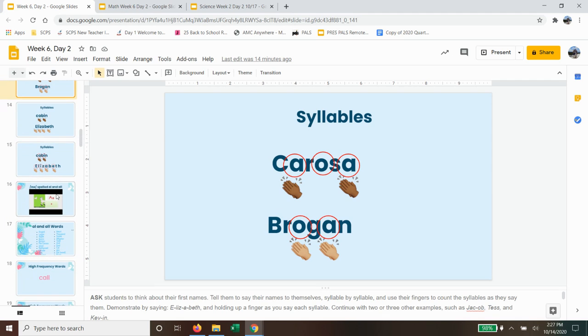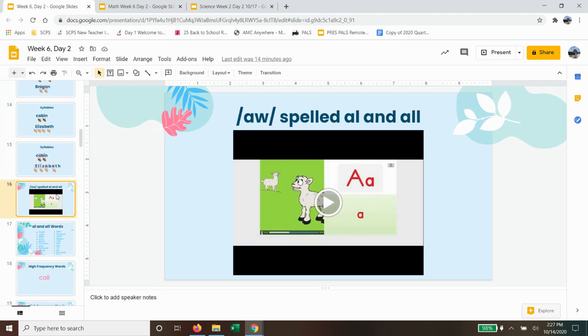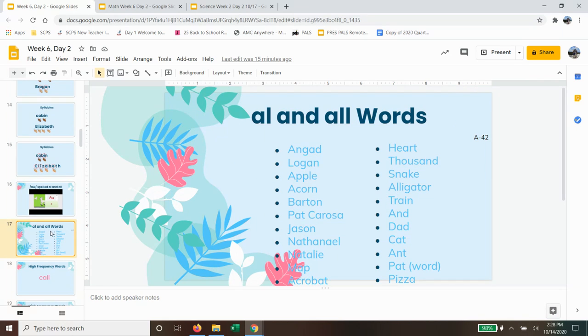Then we talked about the A word. Lamb. And most notably, we talked about the aw sound, like paw, law, tall. And after that, we created some A words.